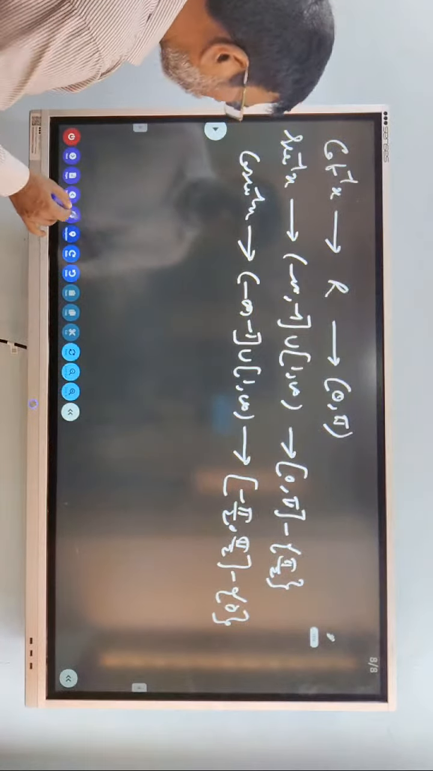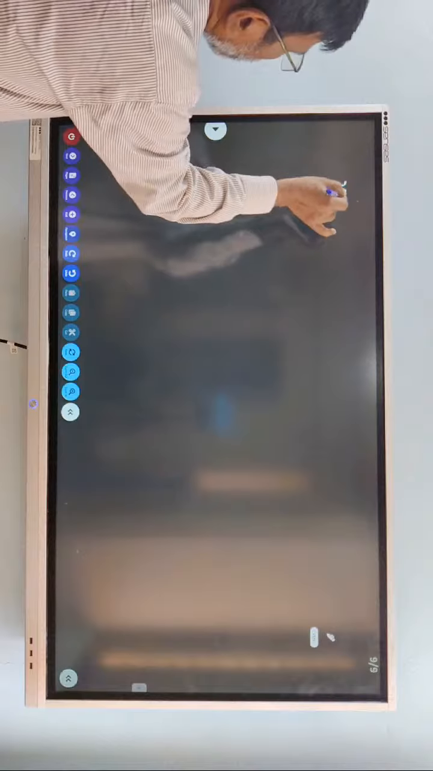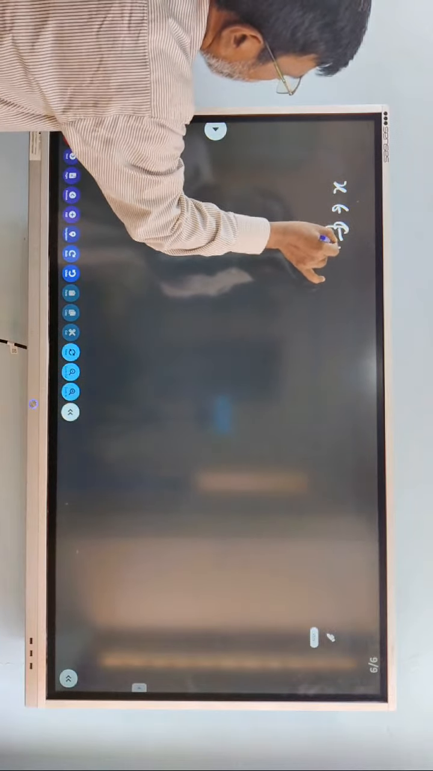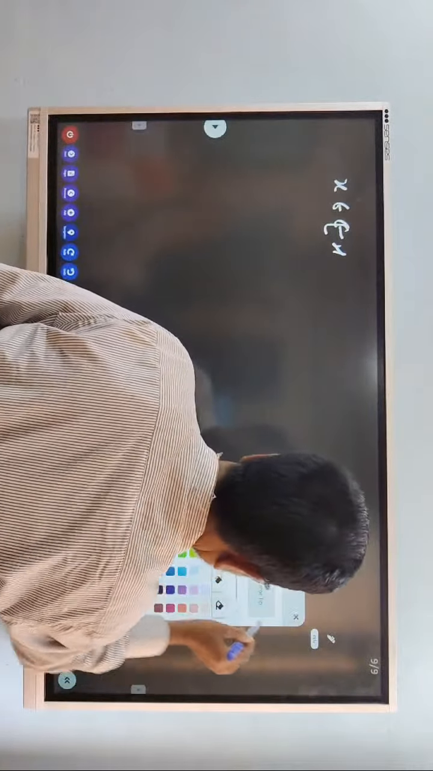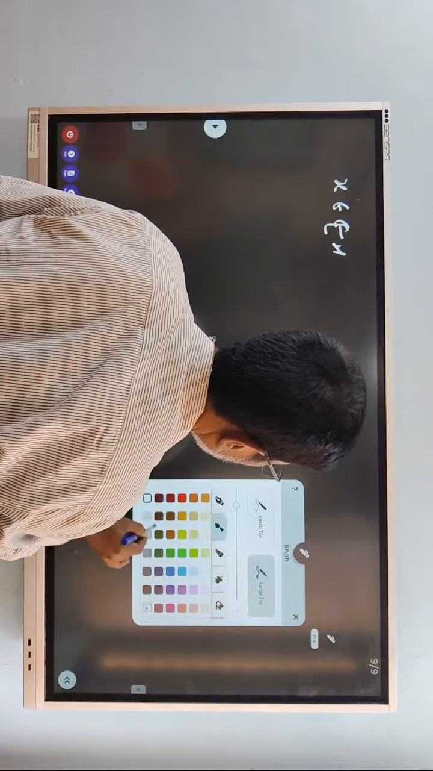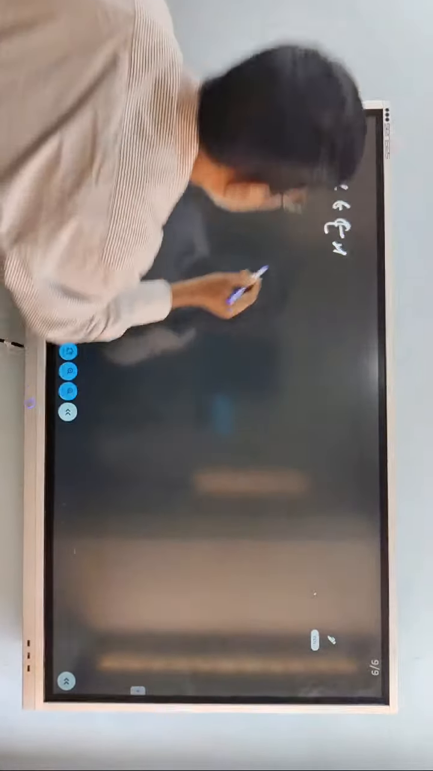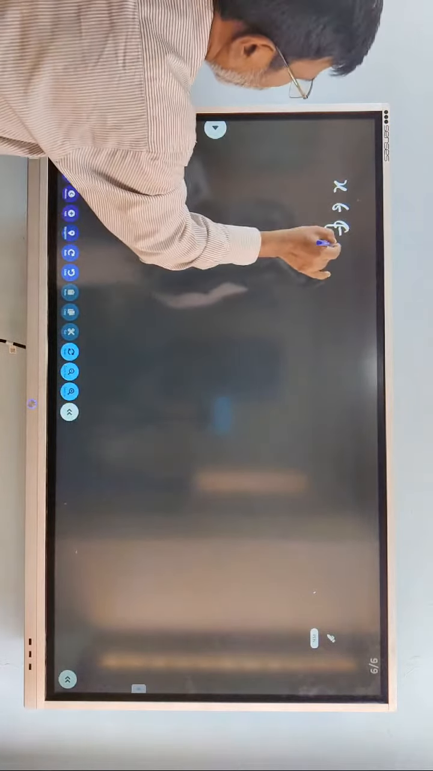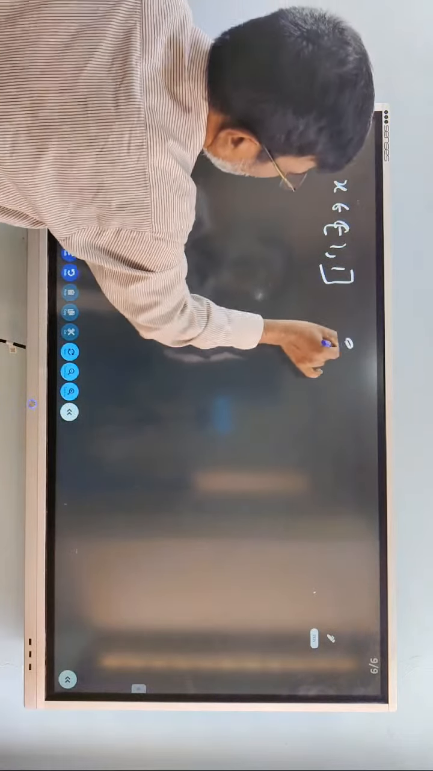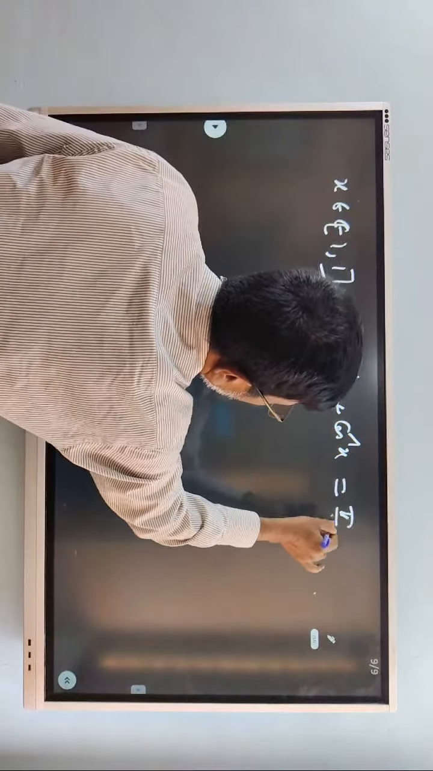Now, for example, suppose x belongs to minus 1 to 1. Then sin inverse x plus cos inverse x is always pi by 2. This is a very important formula that we use in most of the problems.